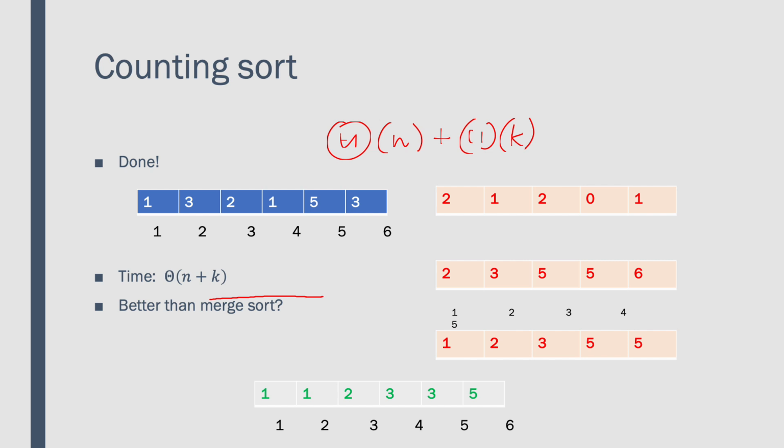So the time complexity, as I said: the counting phase took big O(n). The cumulative count phase took big O(k), and the placement phase took big O(n). So overall time complexity was big O(n plus k), where n is the number of elements in the input list and k is the range of input values. Now, is it better than merge sort?